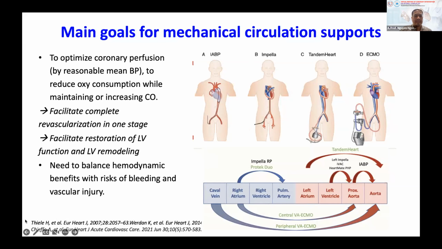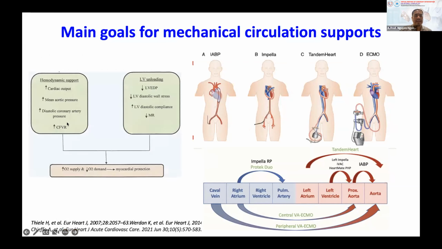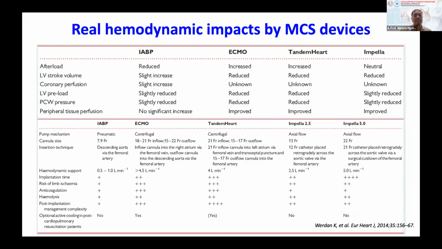So you can see there are two main things: supporting hemodynamics and also helping LV unloading. LV unloading is another important area for the future, because when you can unload the LV during the procedure, you can protect the myocardial cells, and in the long term you can reduce heart failure. So what is the real hemodynamic impact of mechanical support devices?